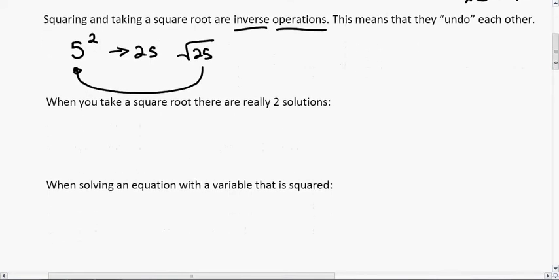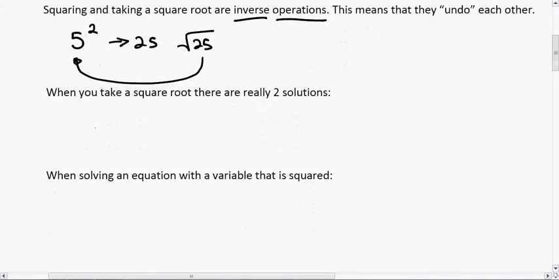When you take a square root, there are actually two solutions. What do I mean by that? Well, if you take the square root of 25, you're asking yourself, what number times itself would give me 25? And you probably are saying, well, of course, it's 5. I know that. But there's actually another number you could multiply times itself and get 25. If you want to pause this video and try to guess, go ahead and do so. If you're ready to check your guess, it would be -5.